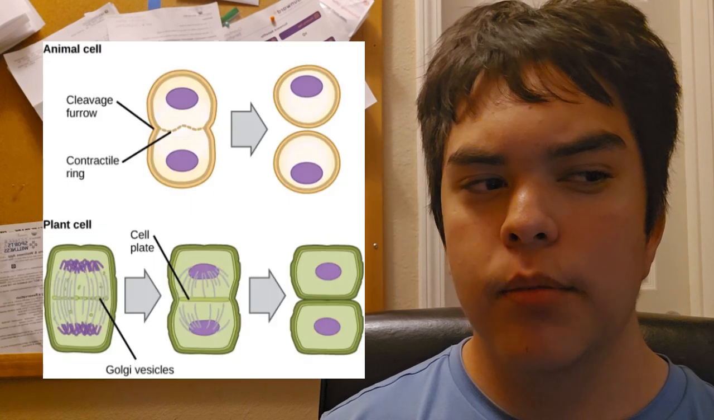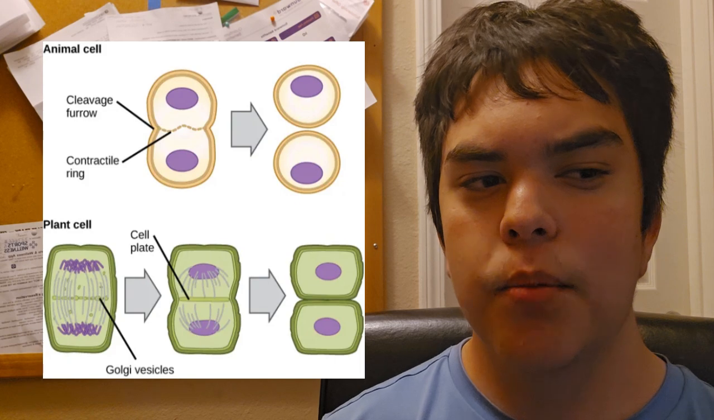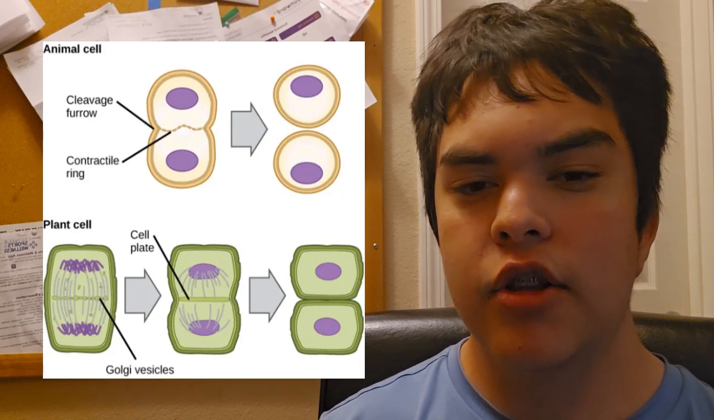After mitosis, the cytoplasm divides in a process called cytokinesis, which results in two separate cells. In animal cells, a cleavage furrow forms, pinching the cell into two. In plant cells, a cell plate forms, eventually becoming the new cell wall.